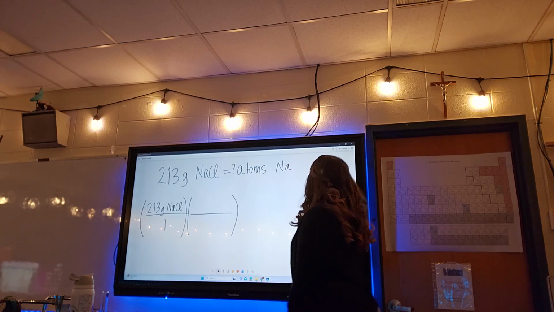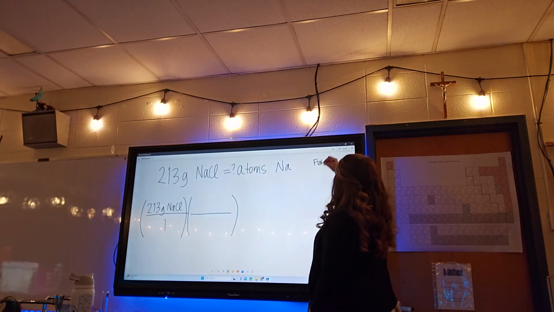How would we find the formula weight of NaCl? Looking at the periodic table. Sodium is 22.99. How do you know?